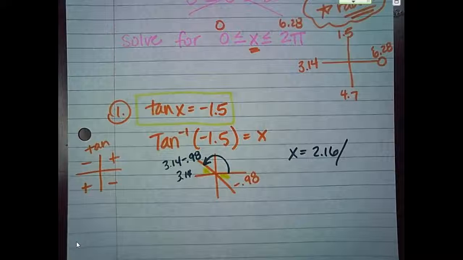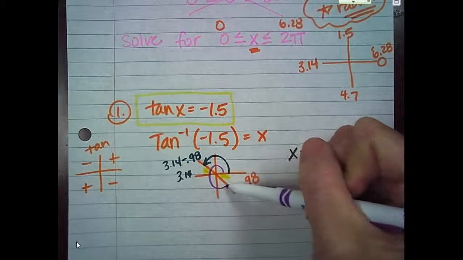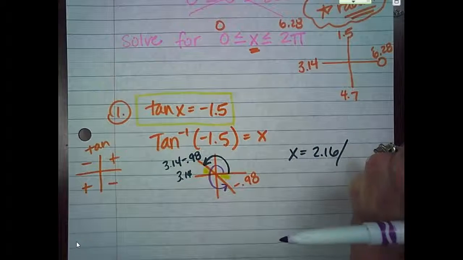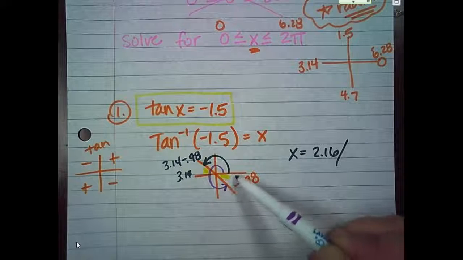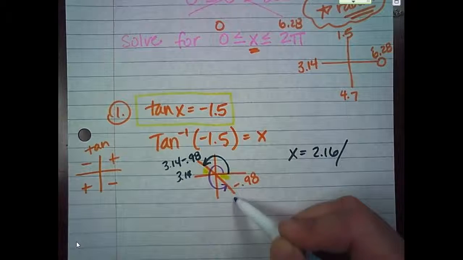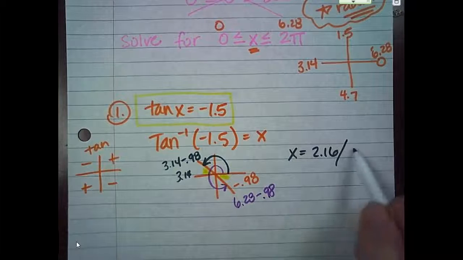Now let's find the other answer. We're going to start at 0, and this time we're going to go all the way to the second line. If I travel all the way around, I will be at 6.28. I know the yellow region, so I would back up. So this is 6.28 minus 0.98 again, which is 5.3.